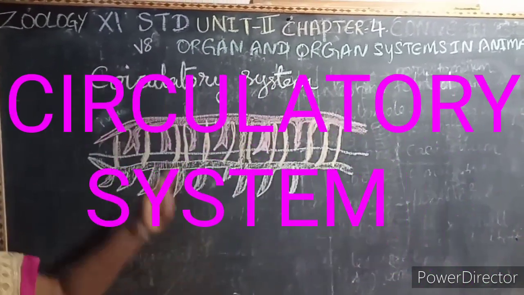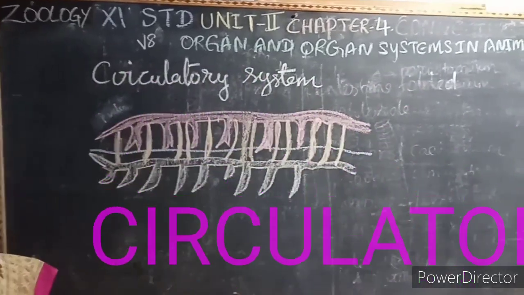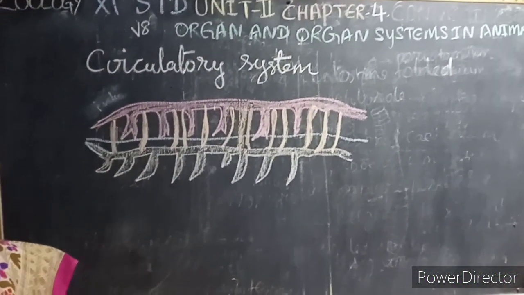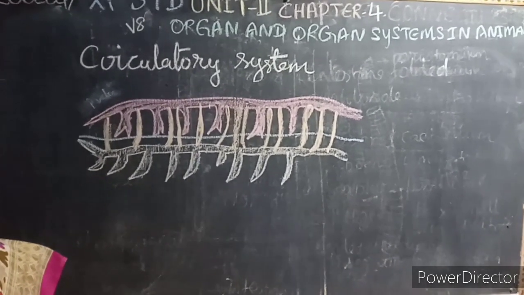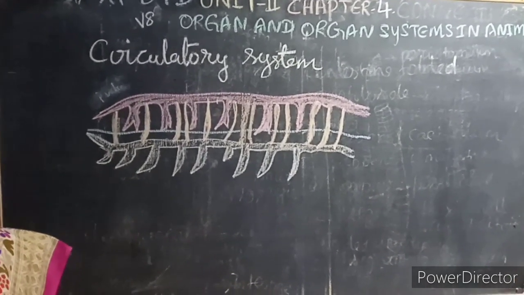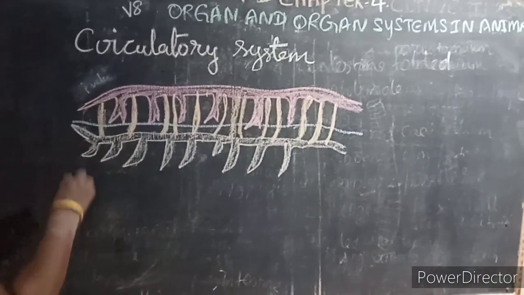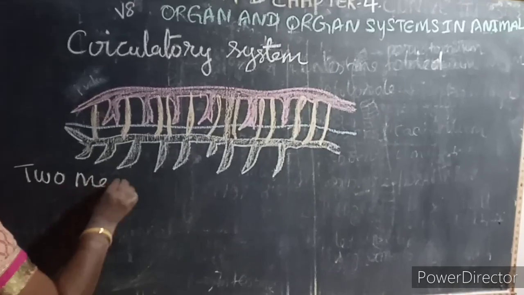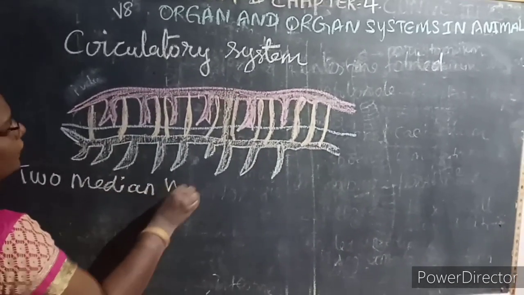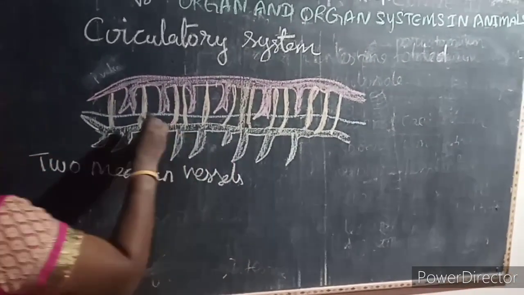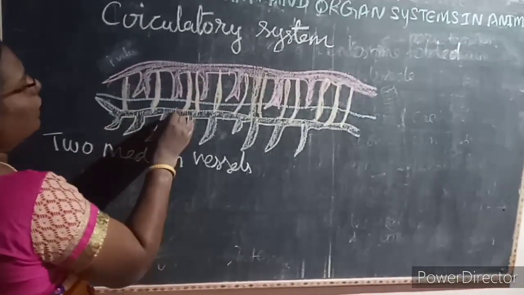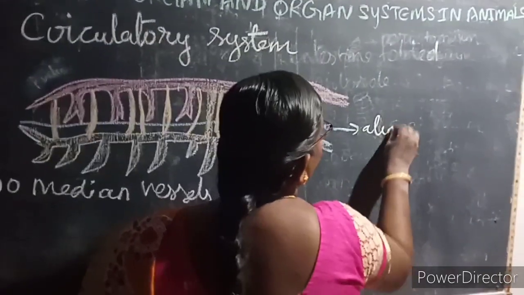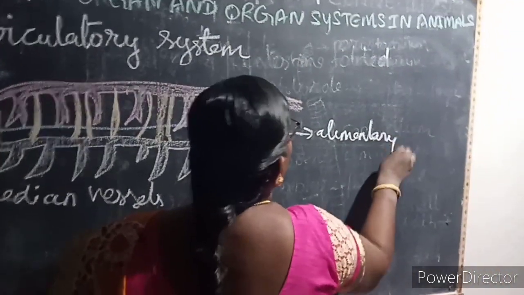Next we are going to learn about the circulatory system of the earthworm. Here in the earthworm, the circulatory system is a closed type. It consists of blood vessels, capillaries and lateral hearts. There are two median vessels that run longitudinally above and below the alimentary canal. See the blue colored one. This is the alimentary canal.